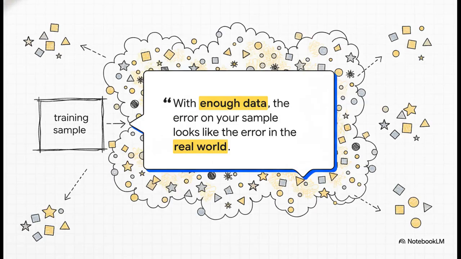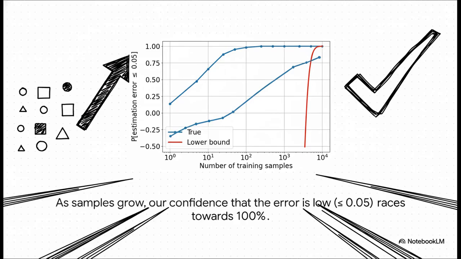And the reason that works is because of this one beautiful core belief. The whole theory rests on this. If you gather enough data, the error you see in your little sample starts to become an incredibly good reflection of the error you'll see out in the real world. Your small world starts to look just like the big world. And this isn't just a hunch. It's backed by some heavy-duty math called the uniform law of large numbers.